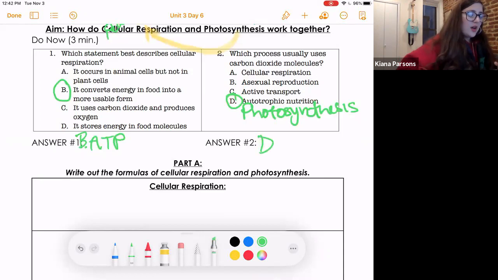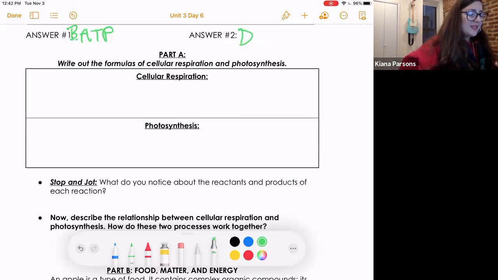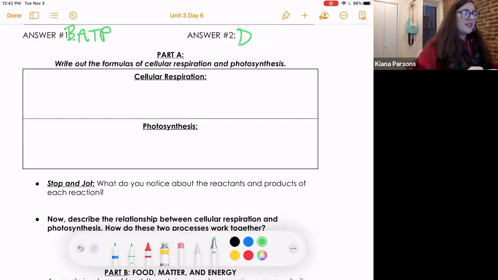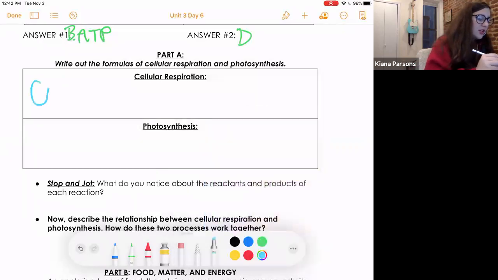All right, and let's go on to part A. So this should be easy peasy for you guys after the projects that you did this week, but let's go ahead and write out the formulas for cellular respiration and photosynthesis. So for cellular respiration, we start out with oxygen plus glucose yields.